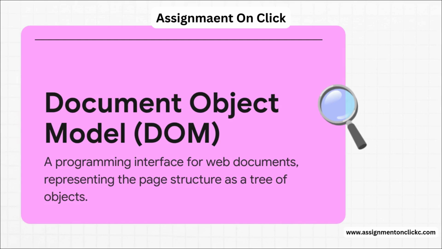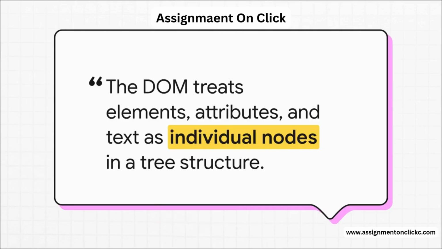language like JavaScript. And that brings us to the most important idea here, the tree structure. Think of it like a family tree for your web page. Every single thing, a heading, a paragraph, even the actual text inside the paragraph is represented as a node, or a point on this tree. This organization is what lets our code zero in on any specific part of the page we want to change.